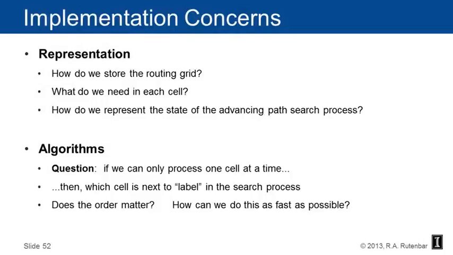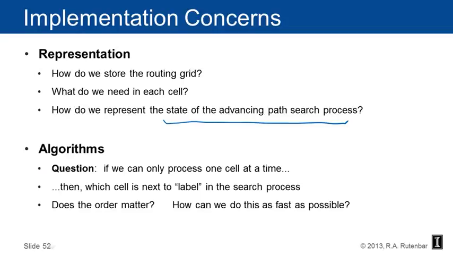Here in the first of our implementation mechanics lectures, we're going to start talking about how you really build one of these maze routers. We've got 2 kinds of questions. The first is representation, data structures. How do you store the routing grid? What do you need in each cell? And perhaps most importantly, and what's really going to drive this design, how do you represent the state of the advancing path search process? Turns out, not really with the routing grid.